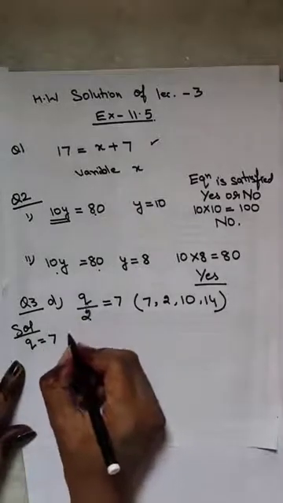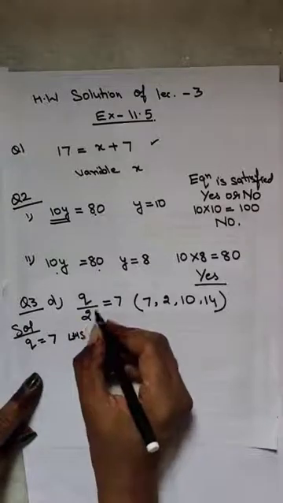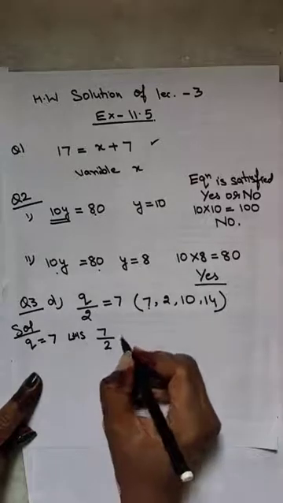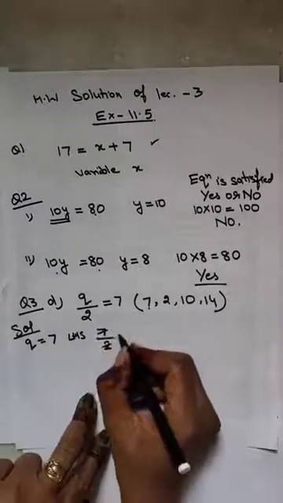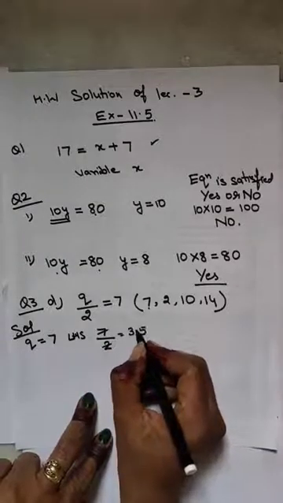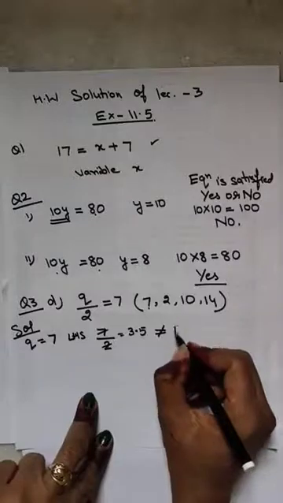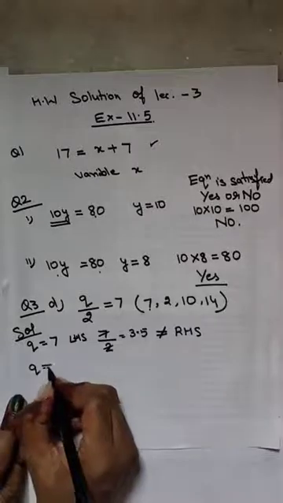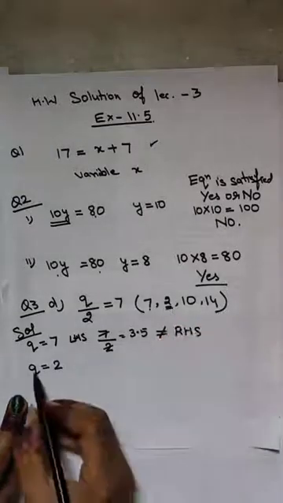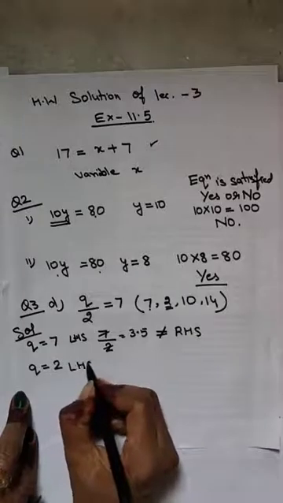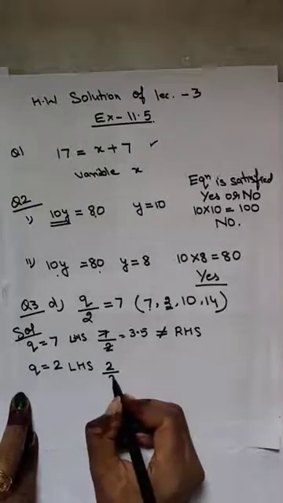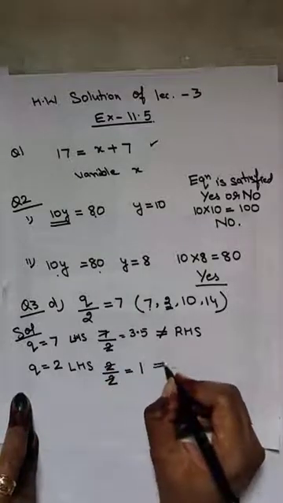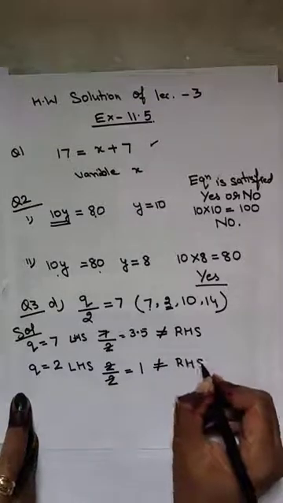So in place of q, see left hand side, in place of q we will write down 7, this value 7 upon 2, when you cut it will become 3.5. Is this equal to 7? It is not equal to RHS. Okay, now check for second value, that is 2. q equal to 2. Left hand side is equal to 2 divided by 2, which is equal to 1. In this also left hand side is not equal to right hand side.